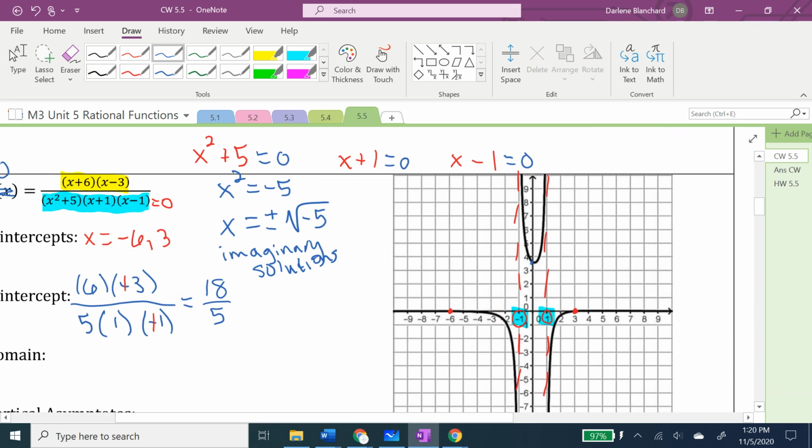So about 3.6 right there is that y-intercept. You can leave your answer to the y-intercept as a fraction. You can write it as a decimal. You can write it as a simplified mixed fraction. It's up to you.